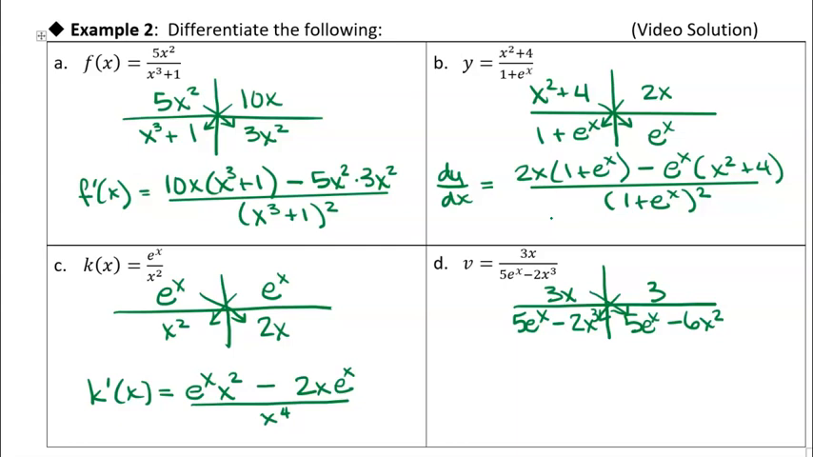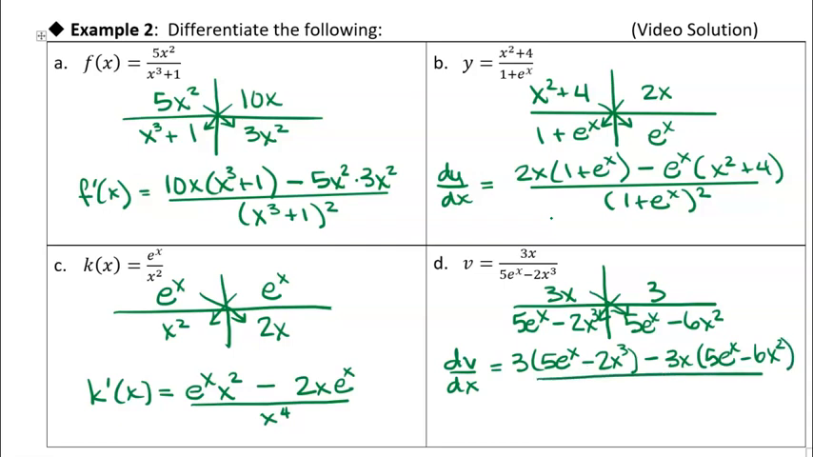And then we have a variable v on this side, so I'll write dv dx. And so we have 3 times 5e to the x minus 2x cubed, minus 3x times 5e to the x minus 6x squared. And all of that is over the denominator squared. So we're going to have 5e to the x minus 2x cubed squared.